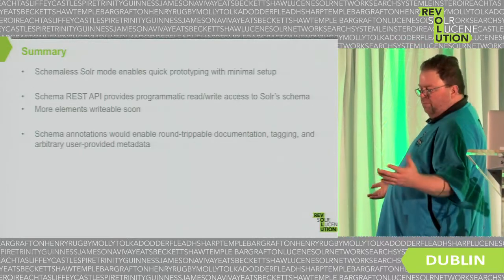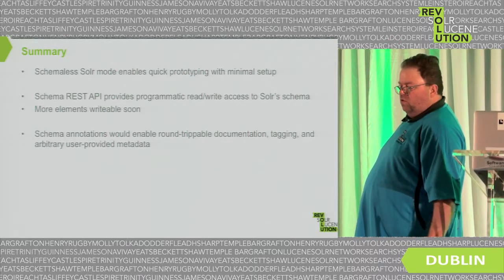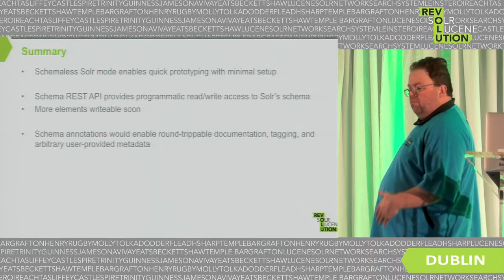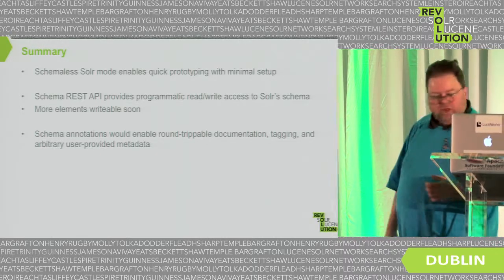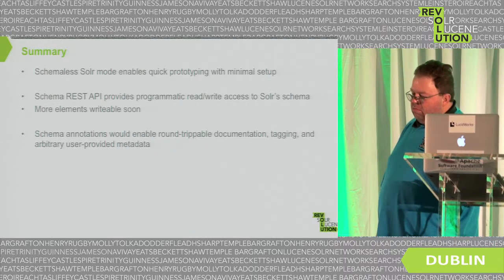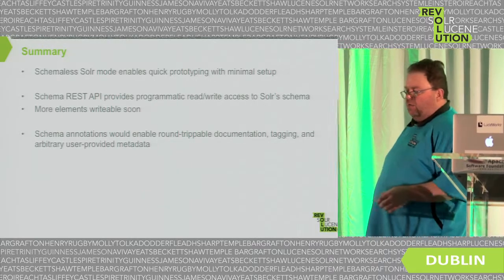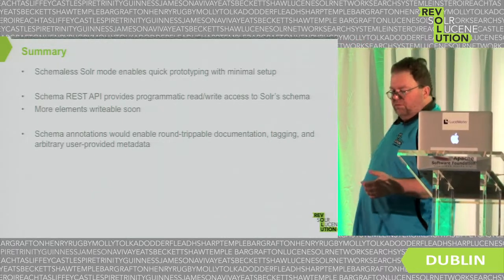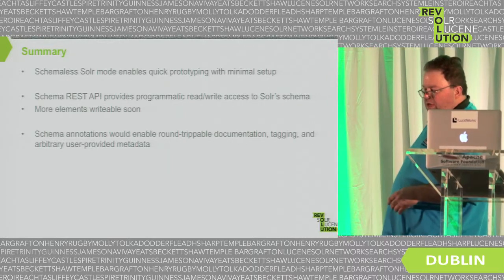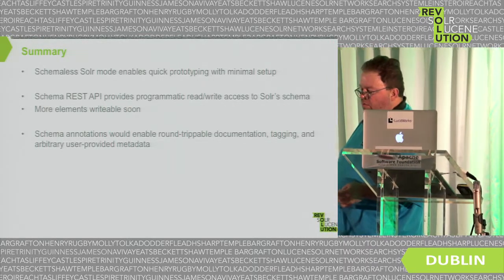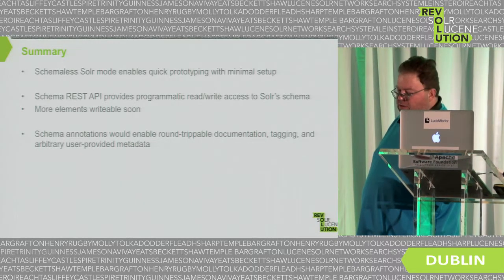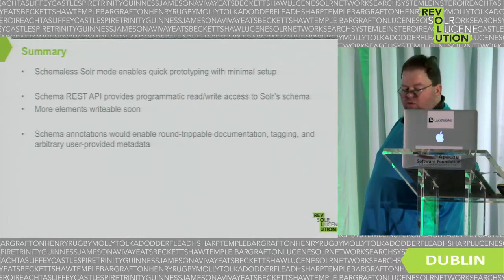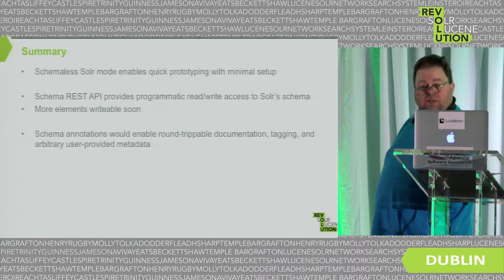So in summary, Schemaless Solr allows quick prototyping with minimal setup. Not a good idea for production under most cases. Schema REST API provides programmatic read-write access to the schema. There are only a couple of elements that are writable now, but soon others will be. And my proposal for schema annotations could fix problems with the managed schema dropping of XML comments and allow for tagging and arbitrary user-provided metadata. And that's it. Any questions?